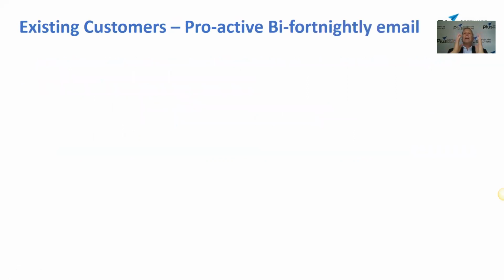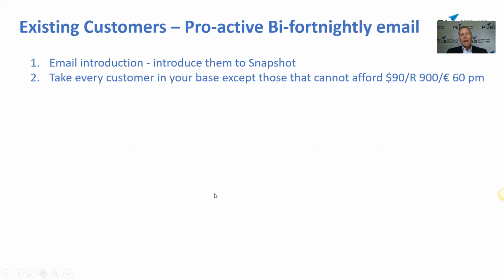Now, once you've got that low-hanging fruit, how do you methodically approach all your existing customers? Well, we've worked out a very good formula for this at the lowest time cost as well. So what you do is you give them an email introduction to Snapshot. You take every customer in your base, excluding those that cannot afford the one user Snapshot, because even a one user could find Snapshot really useful. But if they cannot afford the $90 per month or the 60 euros per month, then don't bother.